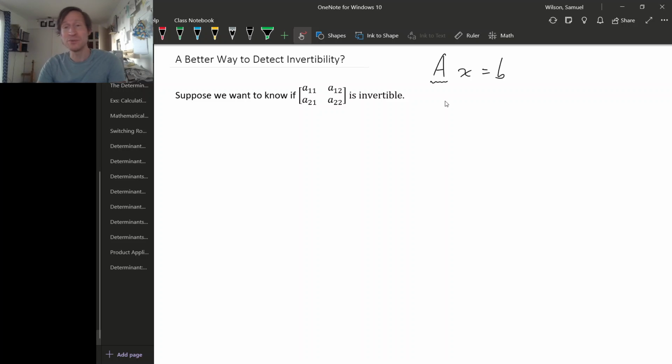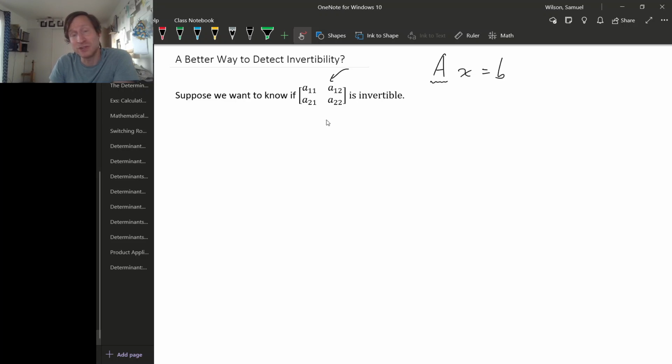Unfortunately, at the moment, the only way we have of knowing if a matrix is invertible is actually row reducing the matrix and seeing if it reduces to the identity. So maybe there's a better way. Unfortunately, since we don't have a better way, if we want to know if some general matrix is invertible, at the moment, really all we can do is row reduce it and see if it's possible to row reduce it to the identity. So let's see if we can row reduce this to the identity.